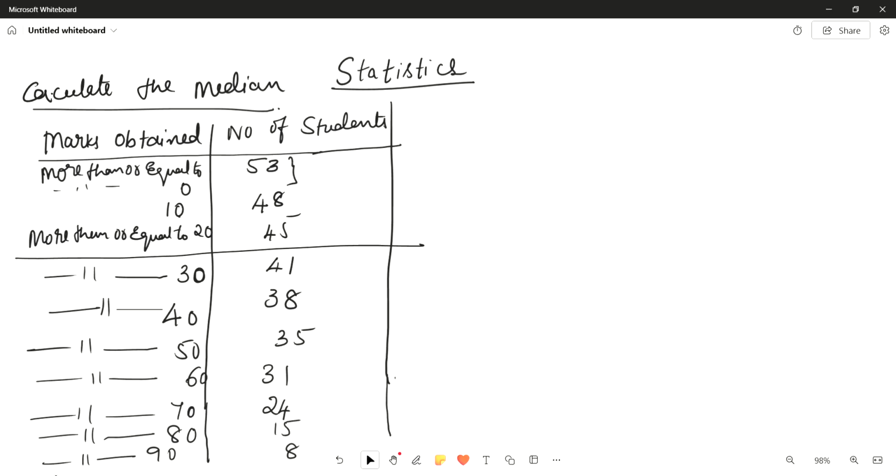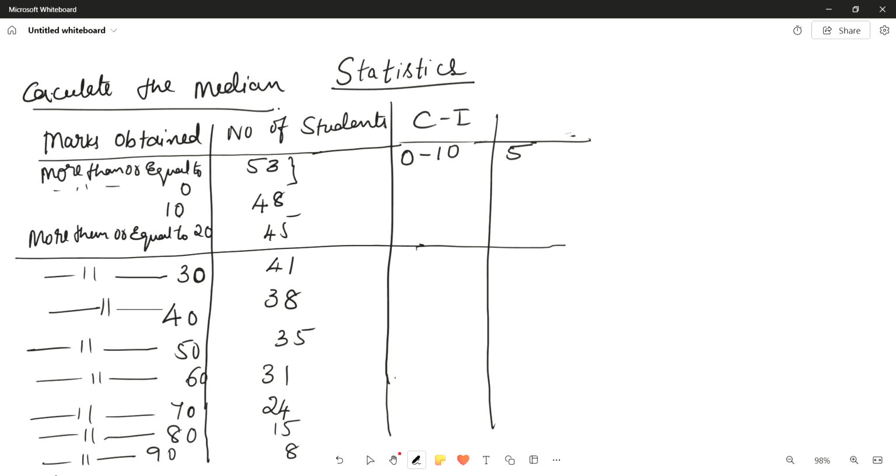That difference. See, more than 0 means everything will include. That is 53. Then more than 10, that is until 0 to 9 that we have left over. More than 10, it is 48. So from 0 to 10, it will be 53 minus 48. So, it is 5. Class interval and the frequency here. Next, more than 20 it is 45, more than 10 it is 48. So 10 to 20 it will be the difference between these two. So it is 3.